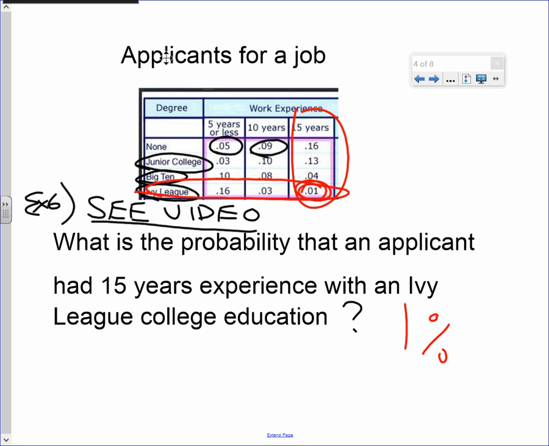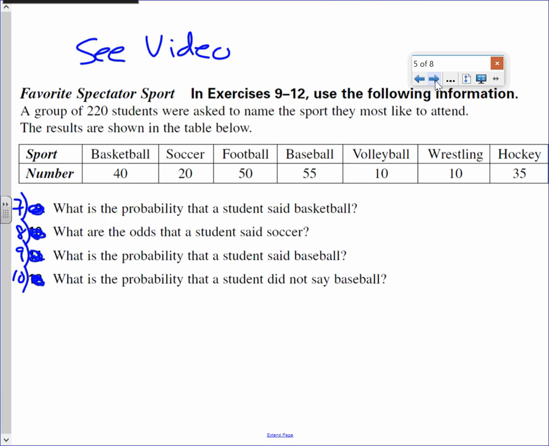Last few here. So examples 7, 8, 9, and 10 are all referring to one table. So you're going to do the same thing for this example. You're going to write C table or C video. Okay? Here we go. So 7, 8, 9, and 10, go to write C video. Don't copy the table down, just copy the questions down.